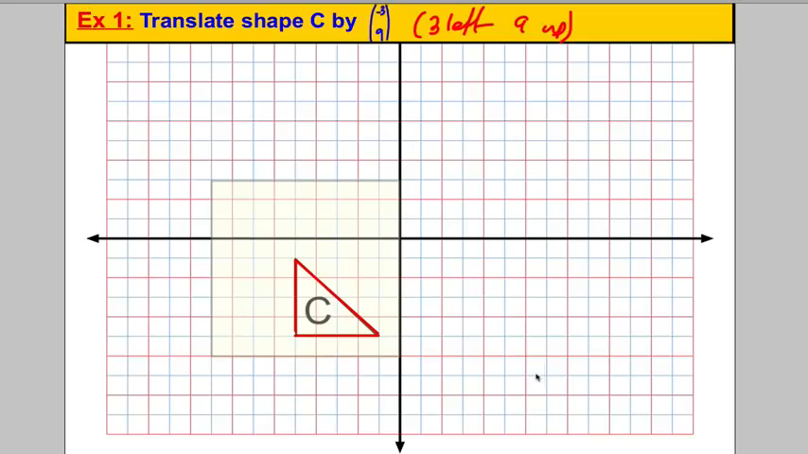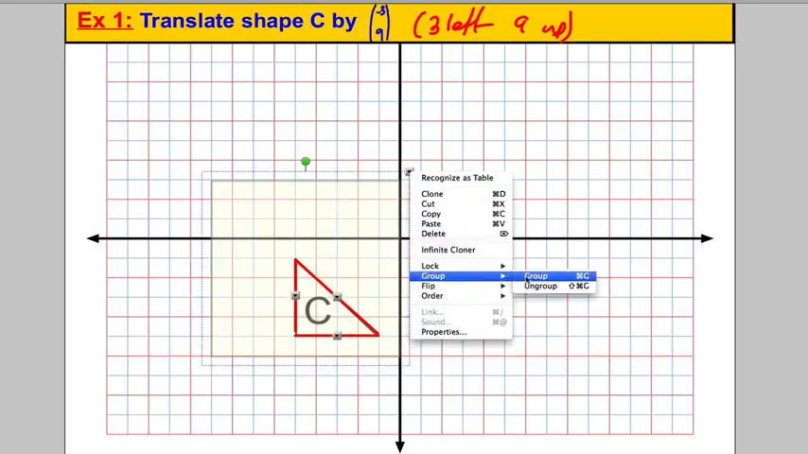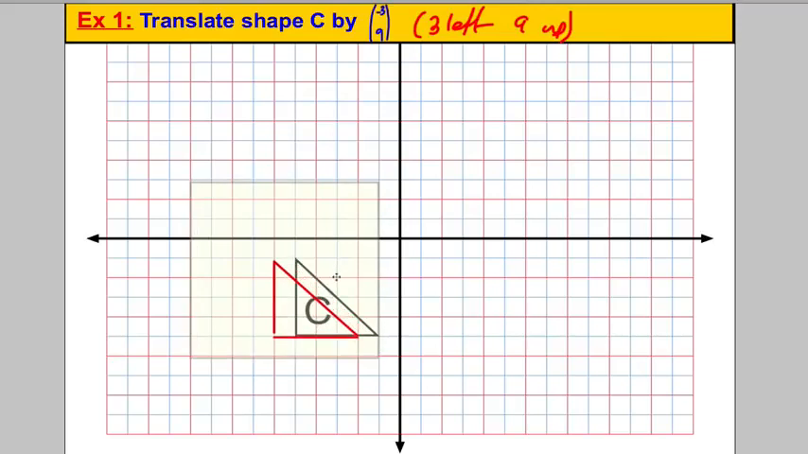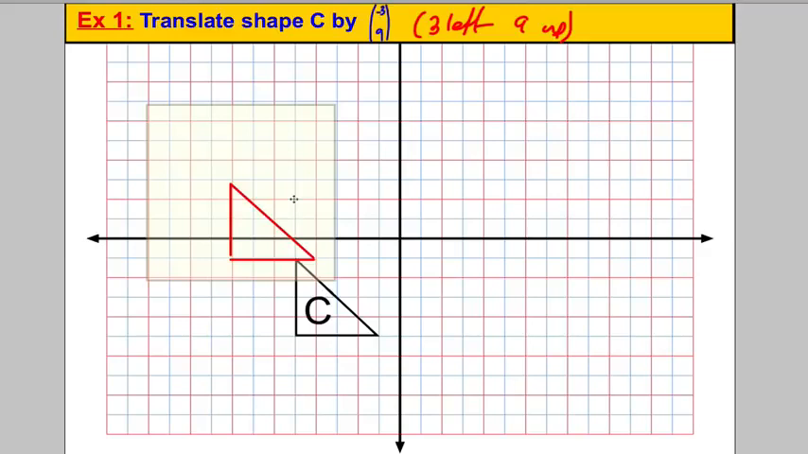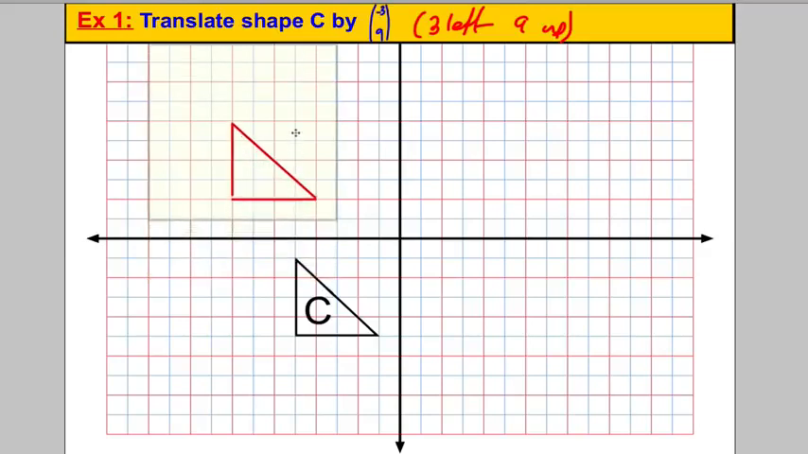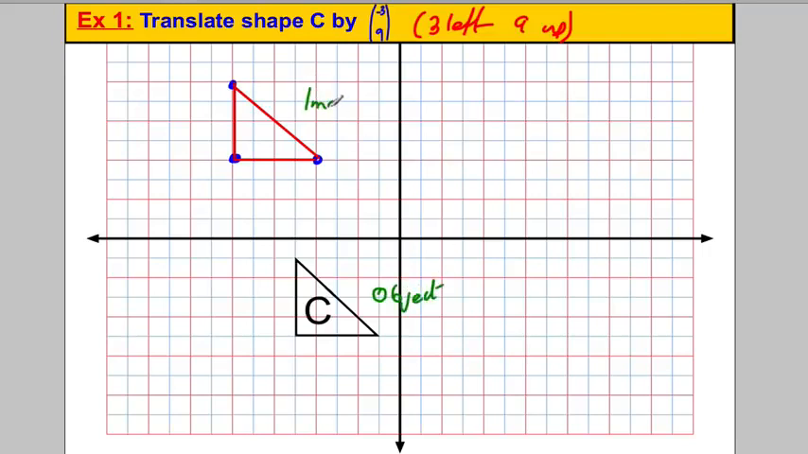Like that. And we're going to move 3 left and 9 up. So 1, 2, 3, and 9 up: 1, 2, 3, 4, 5, 6, 7, 8, and 9. Peel back your tracing paper, put the corners in as follows, and then fill in your shape like that. And again, your original shape is called your object and your new shape is called your image.